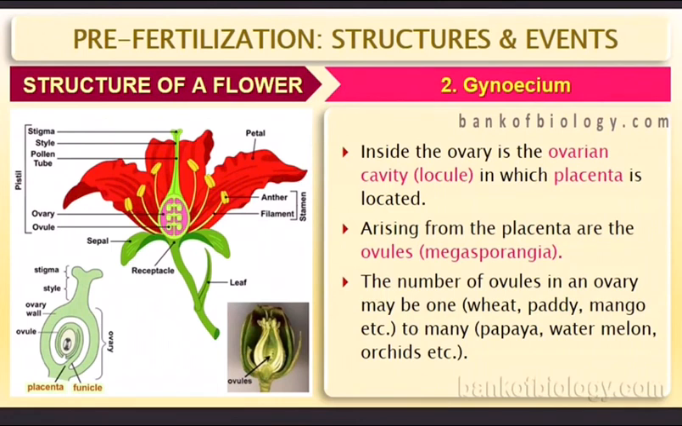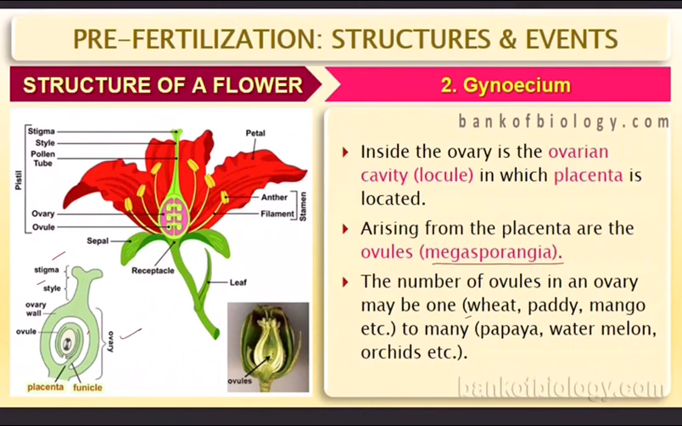Further, inside the ovary, as I said just now, the ovarian cavity and locule will be there. You can see here the locule, the ovarian cavity, and arising from the placenta are the ovules. Now the ovules are called megasporangia. The number of ovules in an ovary may be one, like in wheat, paddy, mango, etc. In some, like papaya, watermelon, and orchids, there are many ovules.